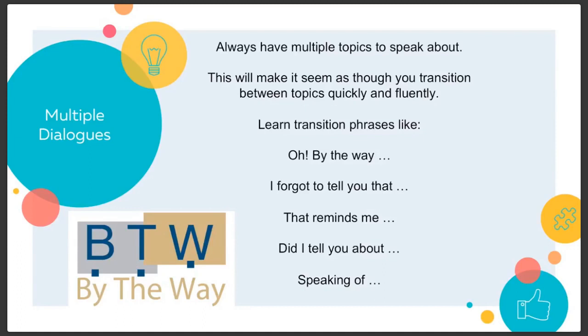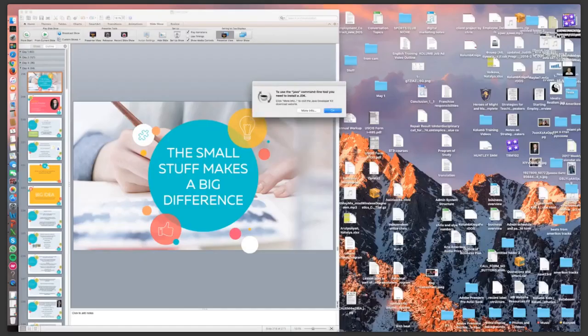And something that'll really help you with this is learning transition phrases like, oh, by the way, or I forgot to tell you that, or that reminds me, or did I tell you about, or speaking of. So let's look at how this might go. I might be telling you about how to speak more naturally, and then I might say something like, oh, by the way, I forgot to tell you that you also.